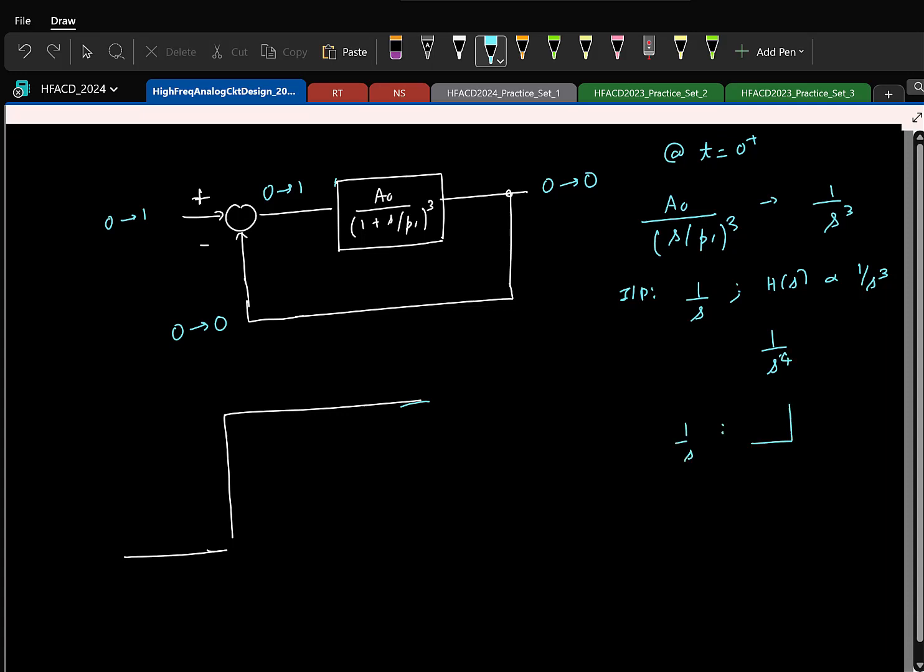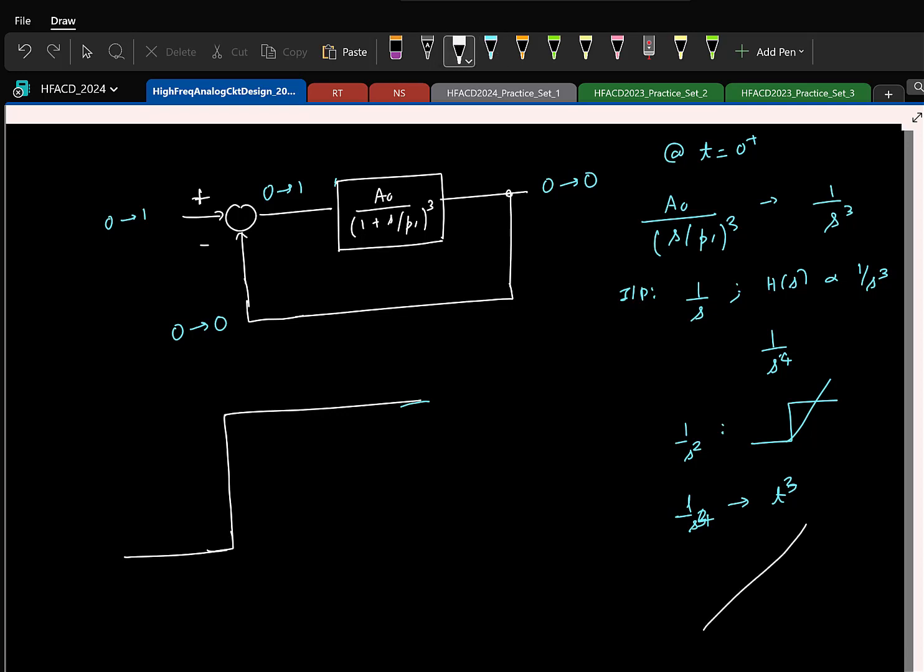1 by s corresponds to a constant. 1 by s square is t, a ramp. 1 by s cube is t square. So if I plot this, let us say this is t, t cube will be rising slower than this initially, right? Initially it will be slower, and then it will rise like this later.